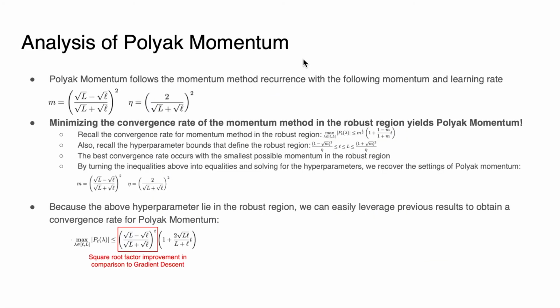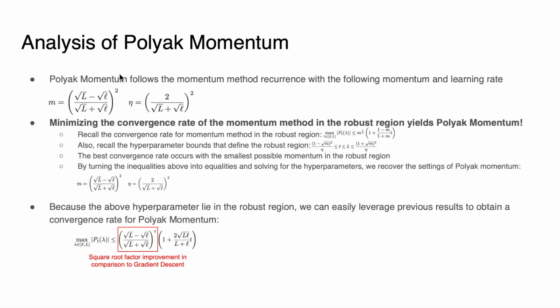Polyak momentum is a widely studied algorithm within acceleration literature. And it's just gradient descent with momentum, but with the following settings for the momentum and learning rate hyperparameters. Although Polyak momentum was not originally inspired by the use of Chebyshev polynomials, we see that our analysis of Chebyshev polynomials presented previously gives us a very different way of interpreting Polyak momentum.